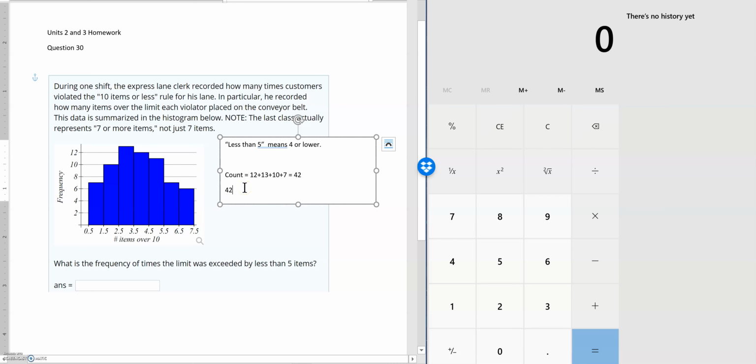42 in this sample, the 42 customers, exceeded the limit by less than 5 items. So, kind of tricky. But if you're careful, you should be able to work through this and get it right. I hope that helps.